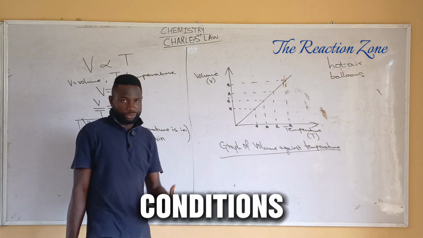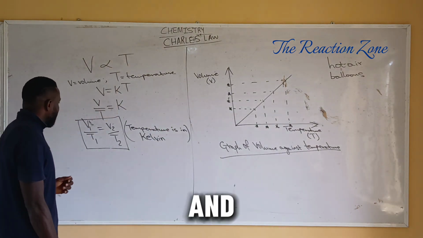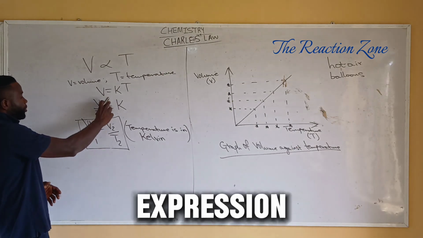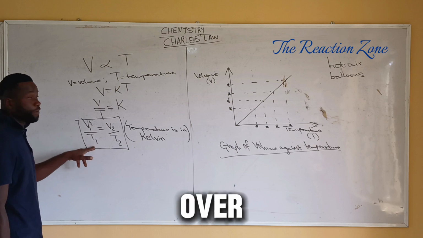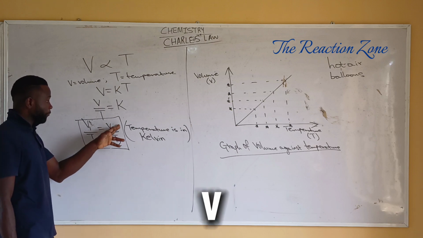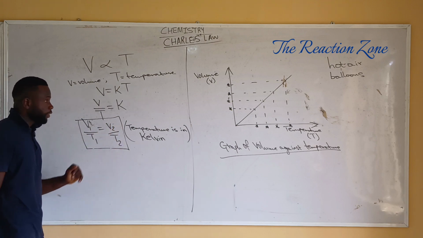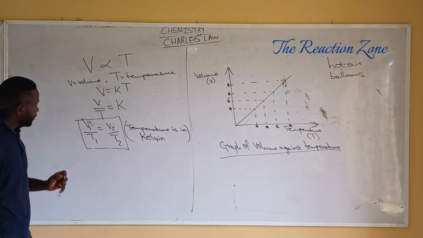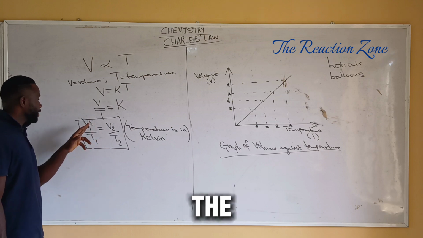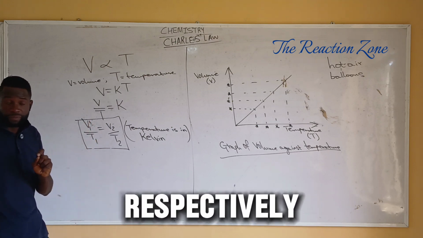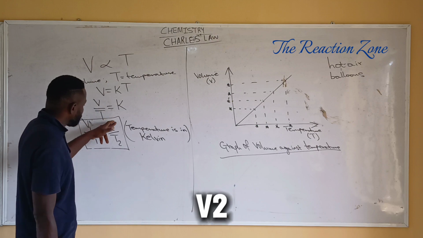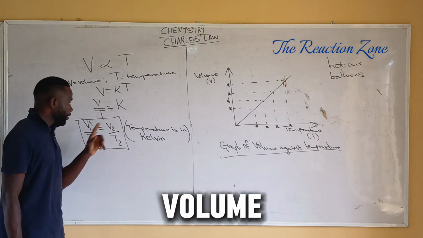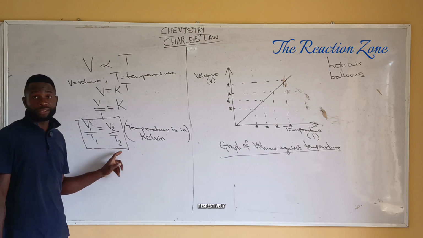Under initial conditions and final conditions of the gas, this expression becomes V1 over T1 is equal to V2 over T2, where V1 and T1 represent the initial volume and the initial temperature of the gas respectively, and V2 and T2 represent the final volume and the final temperature of the gas respectively.